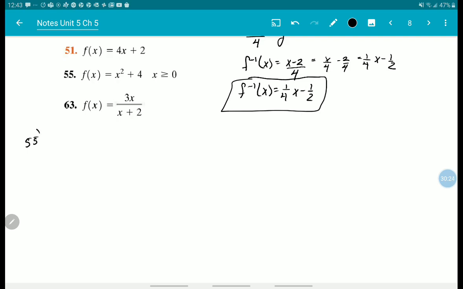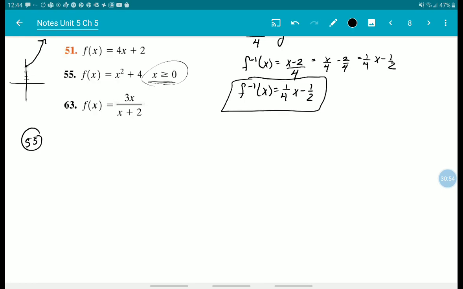Let's look at 55. So this is x squared plus 4. But keep in mind, we're only looking at part of that graph. X squared plus 4 is a transformation of x squared. It's shifted up 4 units. And we only want the right half of the graph because they've restricted the domain here. It passes the vertical line test and the horizontal line test. It's 1-to-1. It's a function. It's guaranteed to have an inverse.